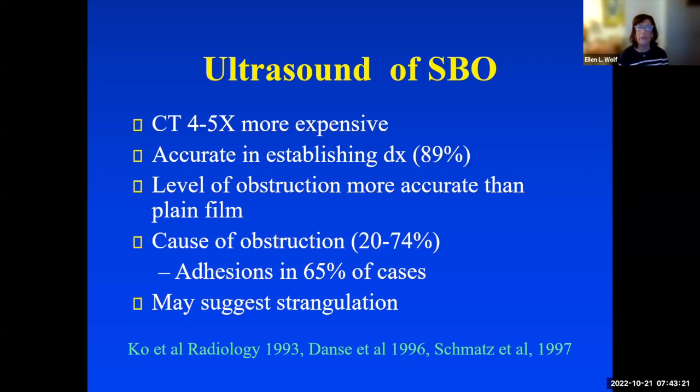Ultrasound is better because it's much less expensive than CT. CT is about 4 to 5 times more expensive. It's very easily, quickly done. And it's been shown that it's actually accurate in establishing the diagnosis in the majority of cases that have small bowel obstruction. Some studies have shown that the level of obstruction is actually more accurate than on plain film, which we said was unreliable in some cases, and can identify the cause of obstruction in up to 74% of cases in one study. And it may suggest strangulation as well.